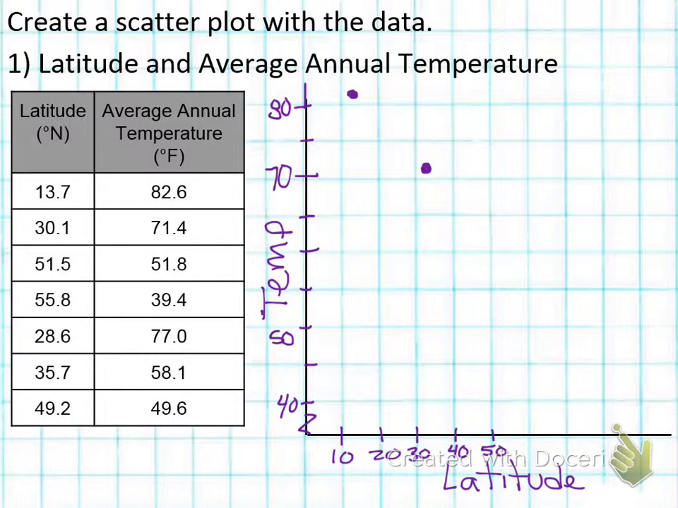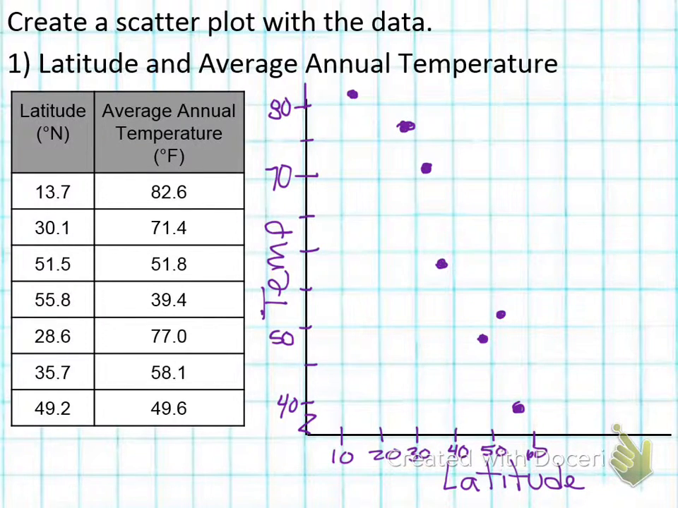Okay, so here are my first couple of points. I'll plot these. So first I have 13.7 for latitude, and then the temperature there is 82.6. So 13.7 is about here, and then I go up to 82.6, just like an x and y point in the coordinate plane. Okay, second point is 30.1, and I go up to 71.4, so I'm a little bit past 30. I go up to 71.4. Easy enough, right? Okay, I'll just plot the rest of the points on here then.